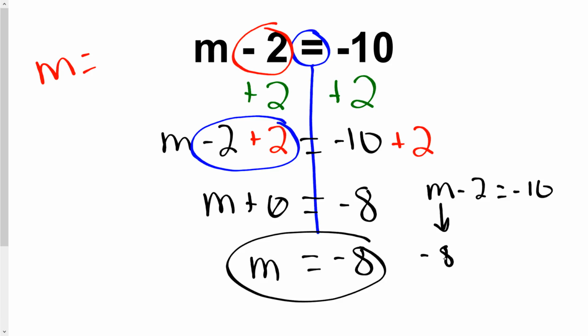This is what we call substitution. Negative 8 minus 2 equals negative 10. Is that true? Yes, because I'm taking away 8 and I'm taking away 2, so I'm taking away 10 total. So it does work out. So this equation, m equals negative 8.